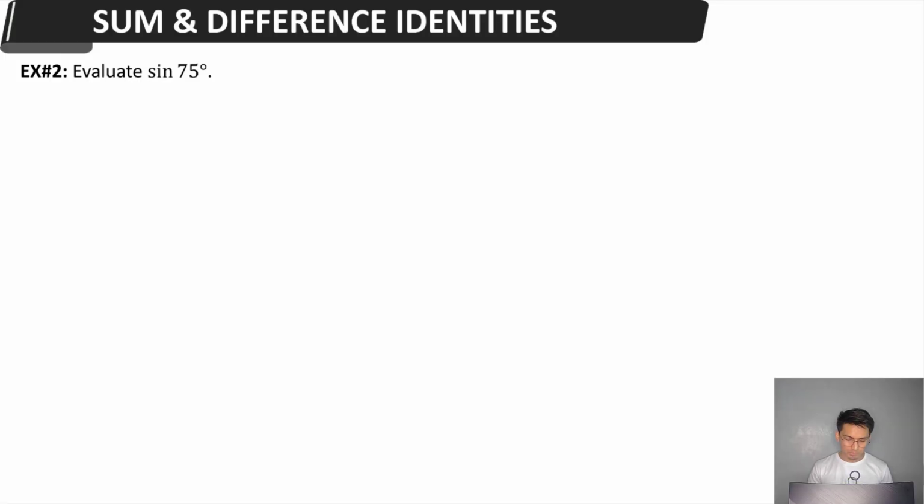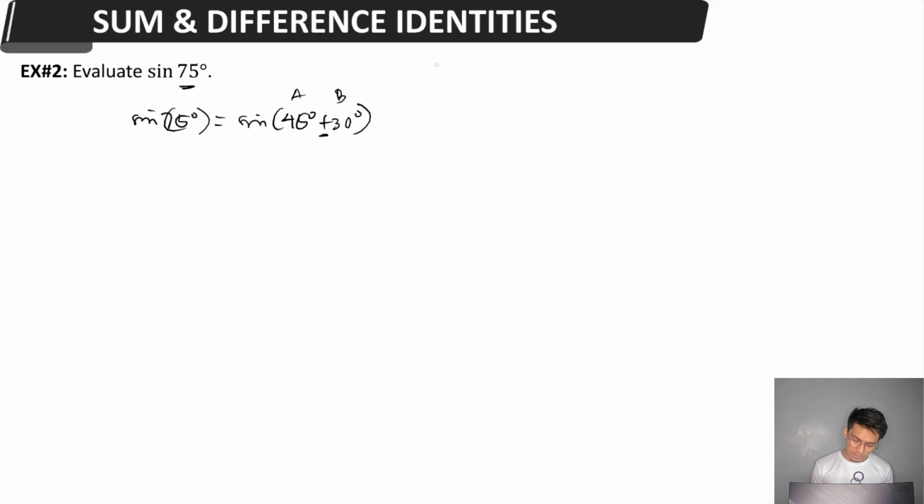Example number 2, evaluate the value of sine 75 degrees. Like example number 1, ganun lang din ang gagawin natin. To apply the sum and difference identity, itong 75 degrees natin, we are going to separate into two parts. Pero dapat yung two parts na yun ay equal pa rin sa 75 degrees with the corresponding operation. Sine 75 degrees, sine 45 degrees plus 30 degrees. So this is A and this is B. Alam na agad natin na this is the sum identity of sine function kasi ito plus.